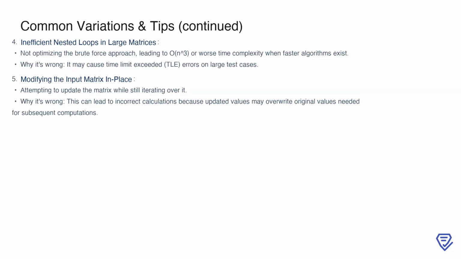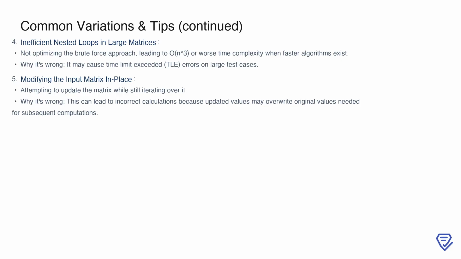Another mistake to watch out for is using inefficient nested loops, especially when working with large matrices. A brute force approach that processes every cell and its neighbors with multiple nested loops can lead to a time complexity of O(n³), or worse. This is problematic for larger test cases, as it's likely to cause time limit exceeded errors. Optimizing your approach to avoid redundant calculations is essential.